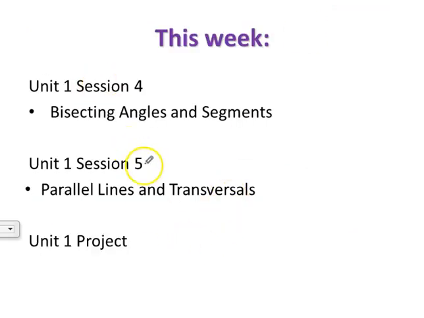So this week, we are going to complete Unit 1, Session 4, which is bisecting angles and segments. We're going to look at the distance formula and how to find the midpoint. Then we're going to move on to Unit 1, Session 5, where we're learning about parallel lines and transversals and a bunch of different angle pairs that are created when we have a parallel line that is intersected by a transversal, which you will learn all about.